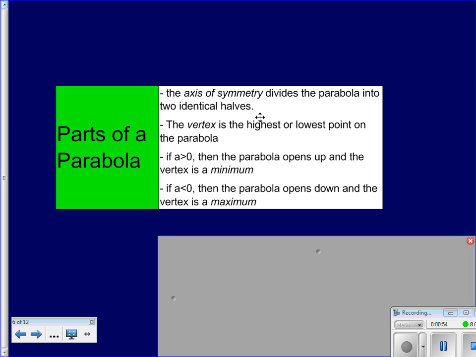If a is less than 0, which means it's negative, so if we have a negative coefficient on our squared term, then the parabola is going to open down, and the vertex is referred to as a maximum. This makes sense because it is the topmost part of the parabola, making it the maximum.